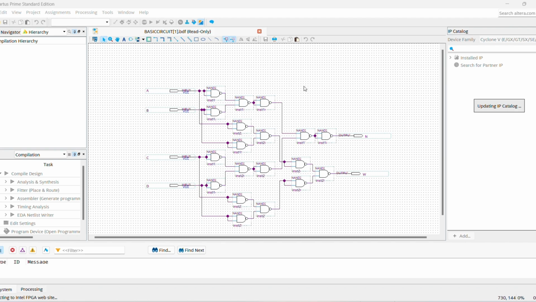Similarly, in this circuit, to implement an OR gate with NAND gates, we use De Morgan's law, where an OR gate can be made by first inverting both inputs, then passing them through a NAND gate. This is equivalent to an OR gate.